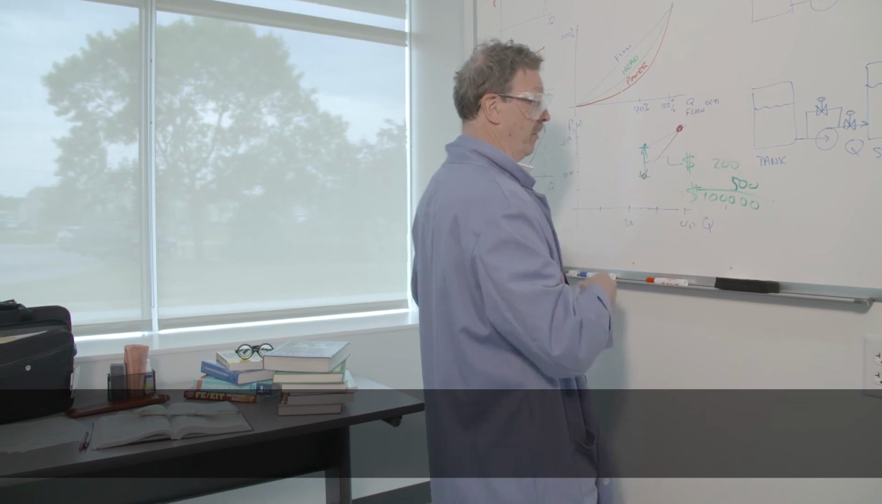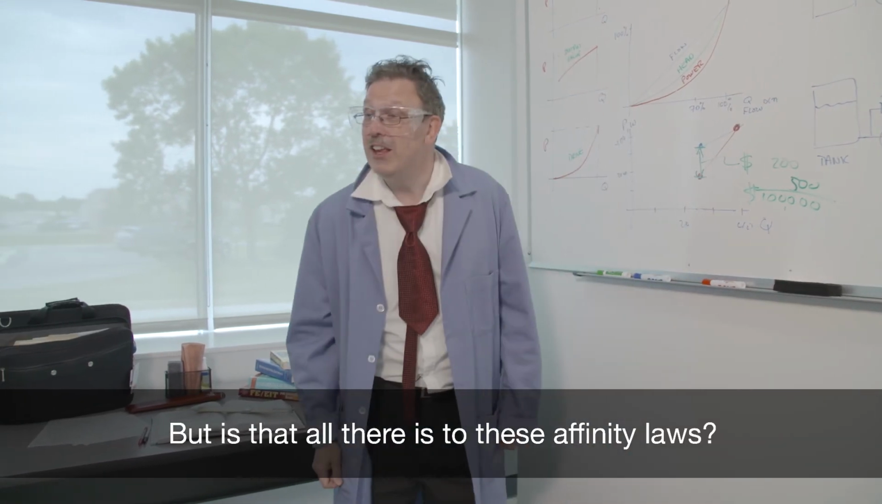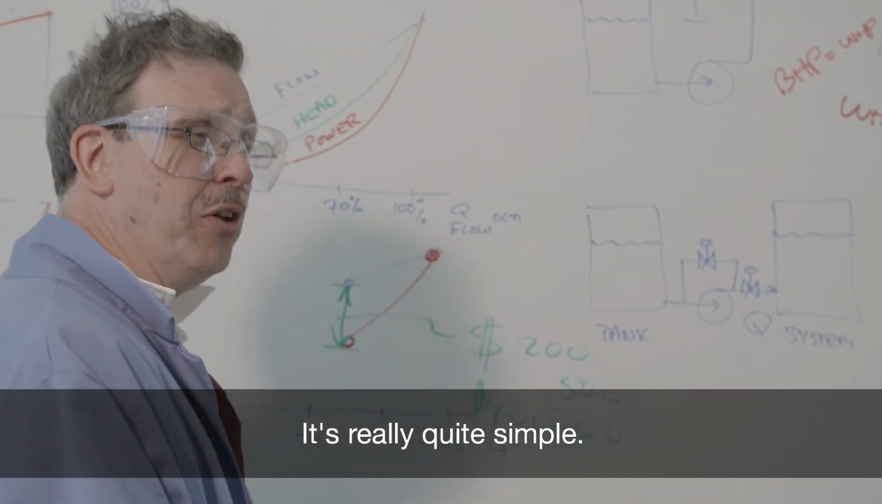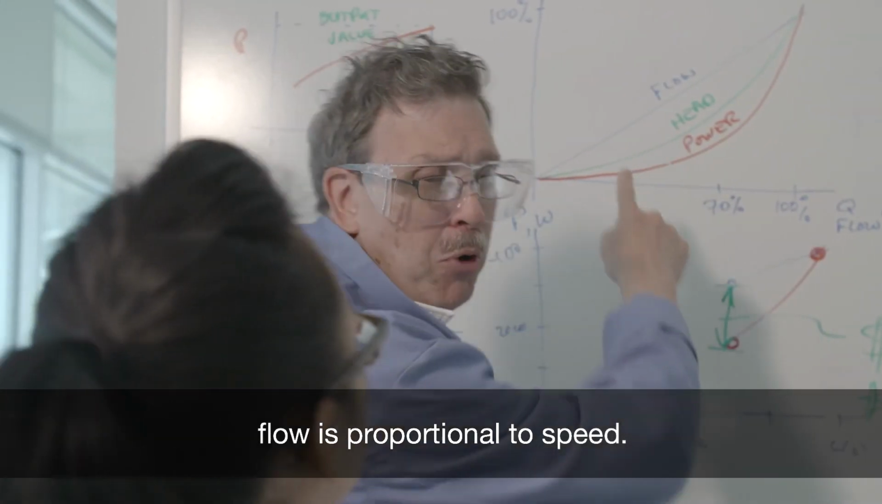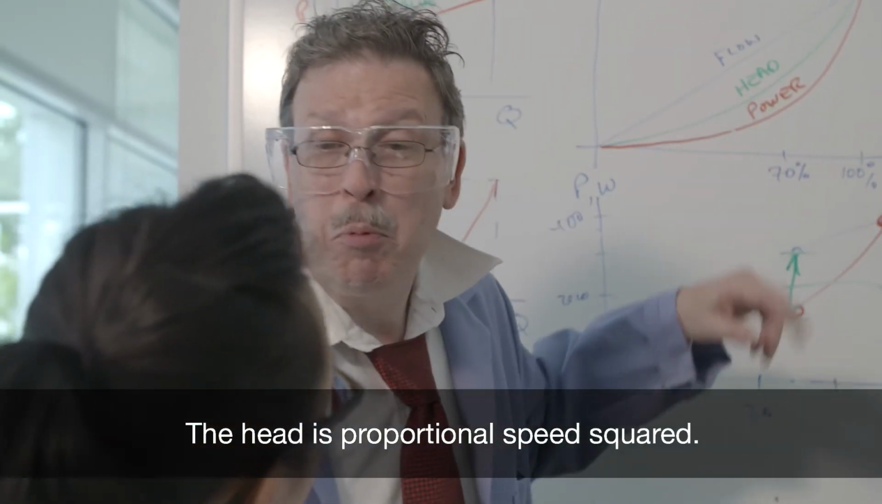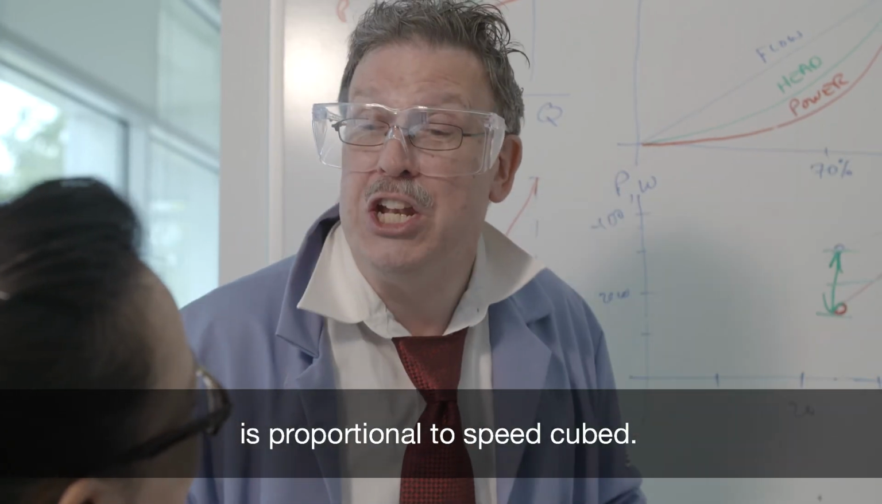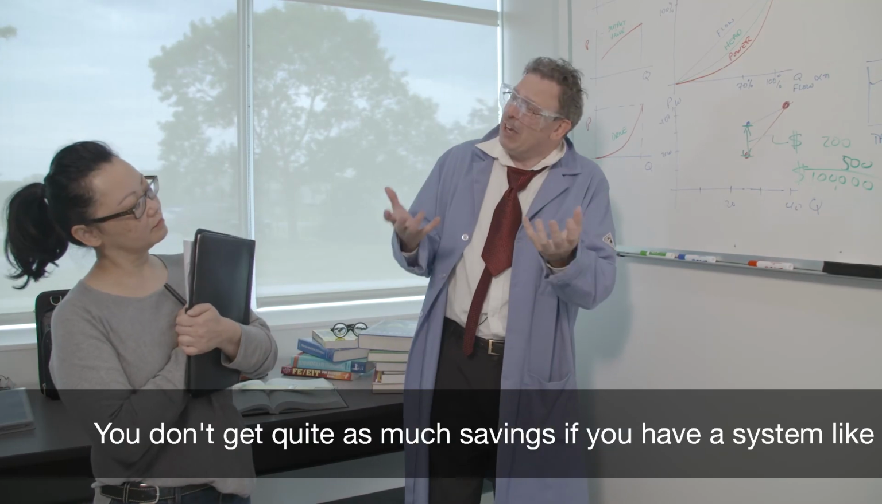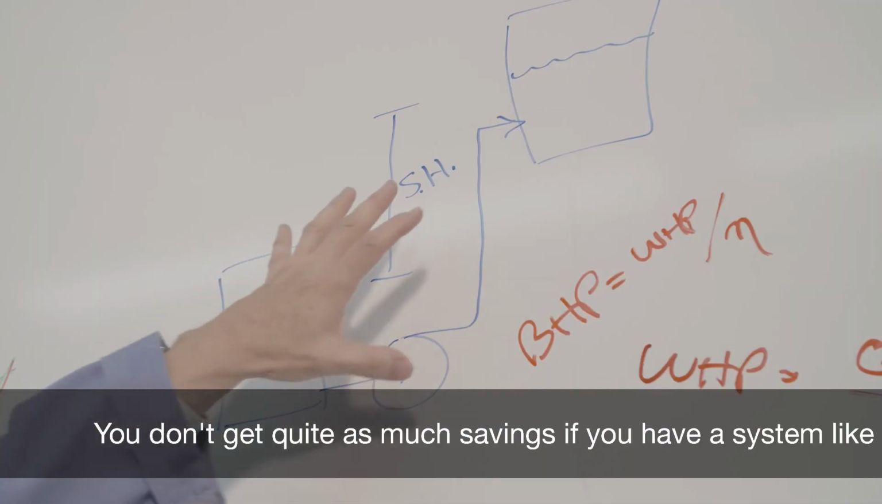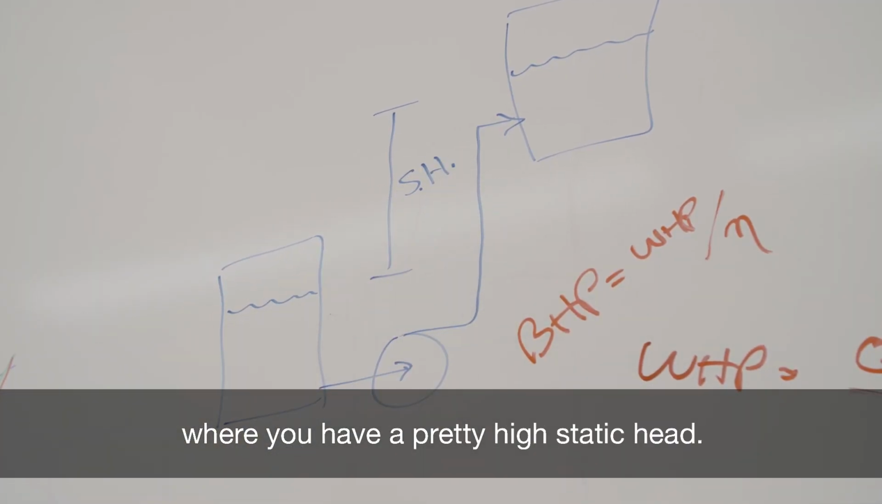Yeah, it sure is. But is that all there is to these affinity laws? Yeah, that's pretty much it. It's really quite simple. Again, flow is proportional to speed, the head is proportional to speed squared, but the power which we pay for is proportional to speed cubed. But you know what? You don't get quite as much savings if you have a system like this where you have a fairly high static head.